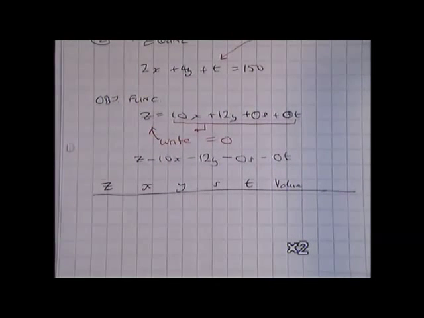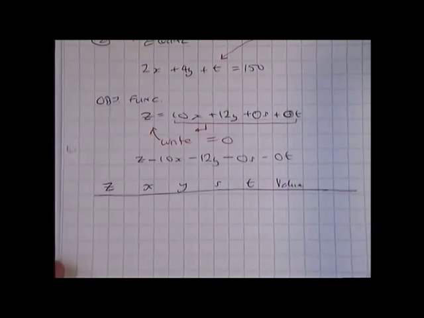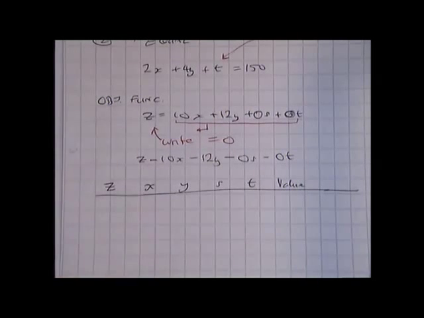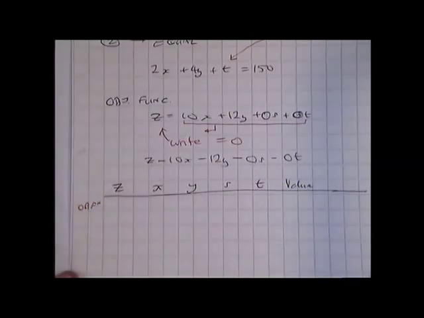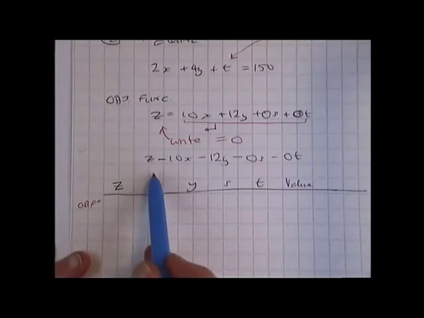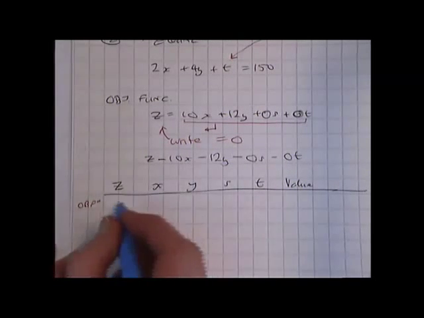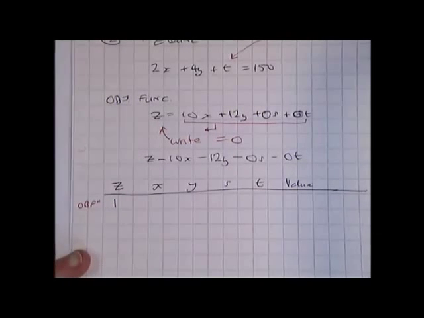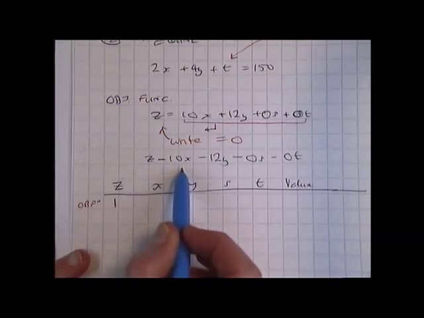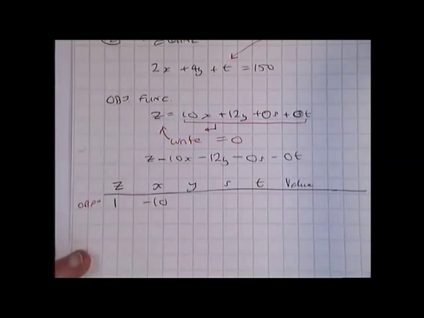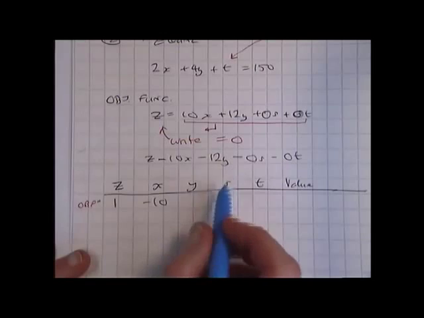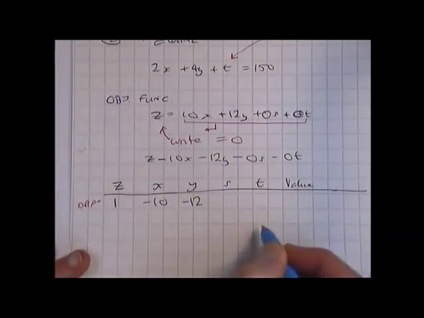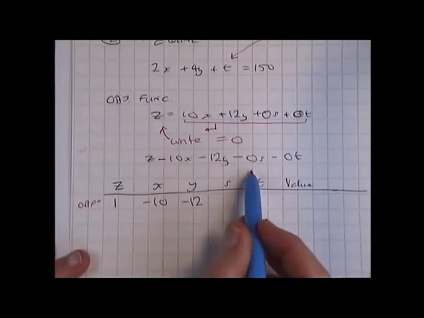The top row, underneath that heading row, always corresponds to our objective function. How many z's do you see there? 1. Let's write that there. How many x's do you see here? -10. We'll put that there. What do you think the next number in this table is? Anybody? Yeah. -12. Yep.